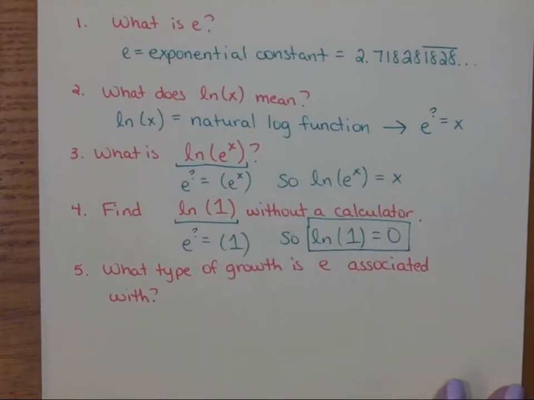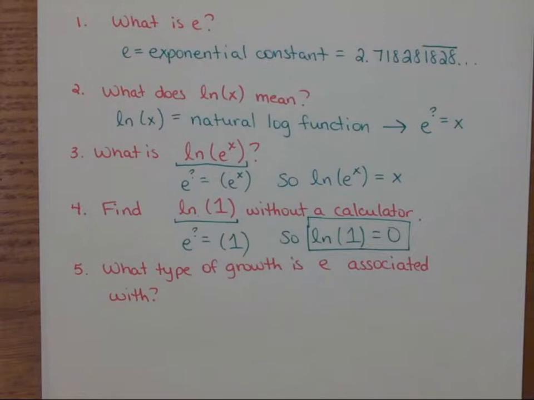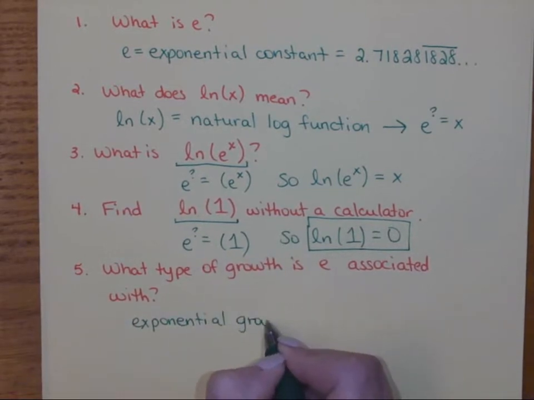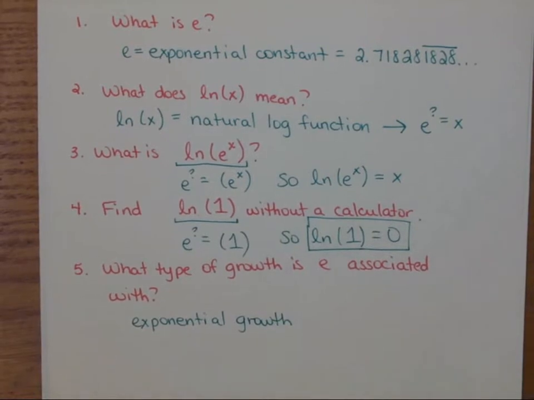I like to tell my students, e is not a number that some mathematician came up with to make you miserable. It is always associated with exponential growth. It's a value that is naturally occurring, kind of like pi is naturally occurring when we're discussing measurements of circles. E is naturally occurring when we're discussing exponential growth.